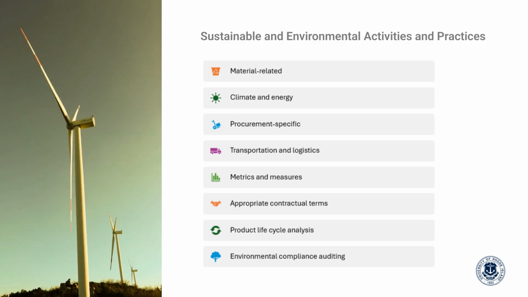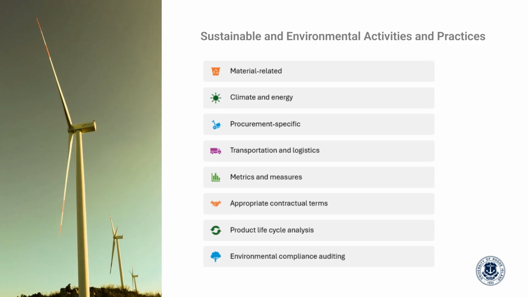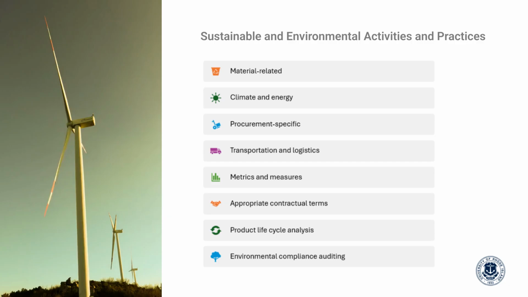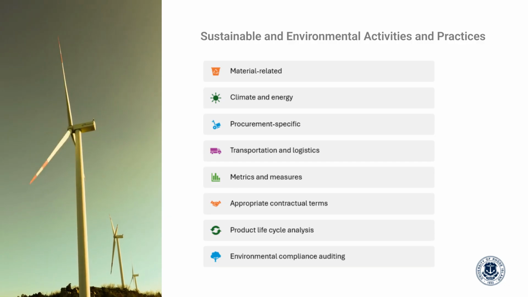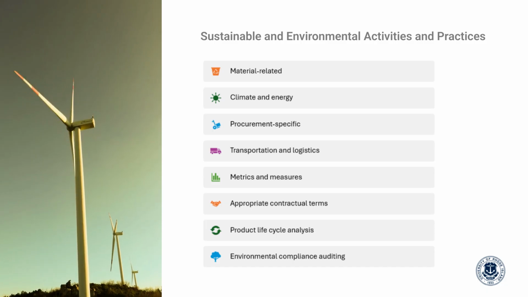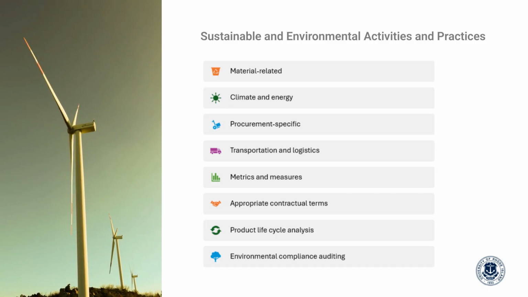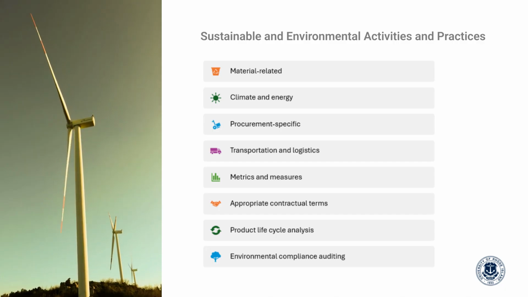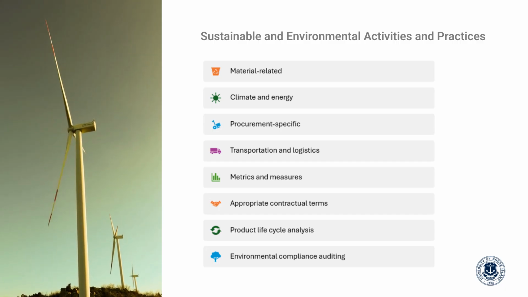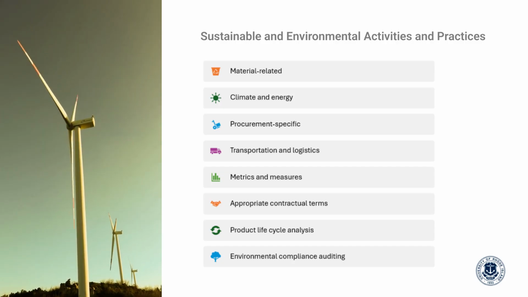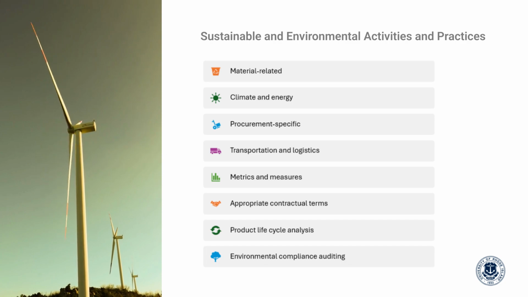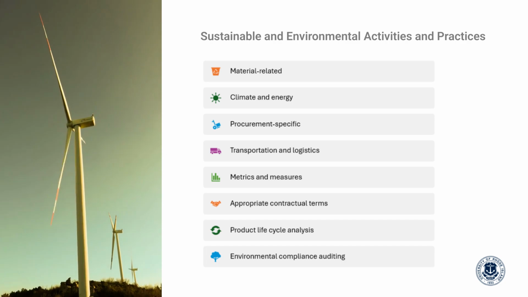Climate and energy initiatives aim to lower carbon emissions and energy consumption. Firms may work with suppliers to improve energy efficiency, shift to renewable energy sources, or track greenhouse gas output. Procurement-specific actions involve choosing suppliers that meet environmental standards and encouraging sustainable practices as part of the sourcing decision. Transportation and logistics efforts reduce environmental impact by optimizing routes, consolidating shipments, and using more efficient modes of transportation.